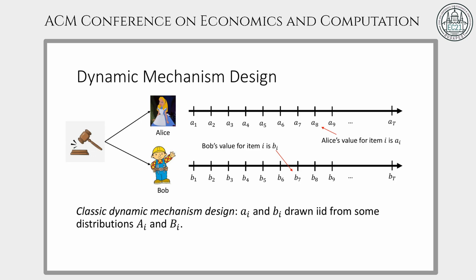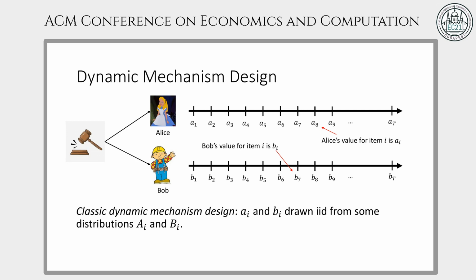Dynamic mechanism design is a broad field, but one of the most fundamental problems in dynamic mechanism design is the problem of dynamic auctions. In this problem, we have an auctioneer who has one item per time step, over the course of t time steps. And we have some bidders, in this case two bidders, Alice and Bob, who would like to buy the item. And in this example, Alice and Bob have different utilities for the different items. Alice's value for item i, the item in time step i, is A sub i, and Bob's value for the item in time step i is B sub i.